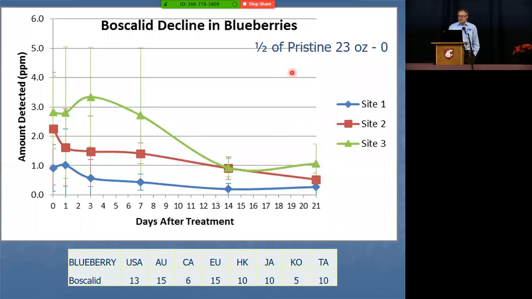So boscalid. Boscalid is one of the 2 products in Pristine. It has a 0-day PHI. Look at this. The tolerance for the US is 13. Look at that, no problem.